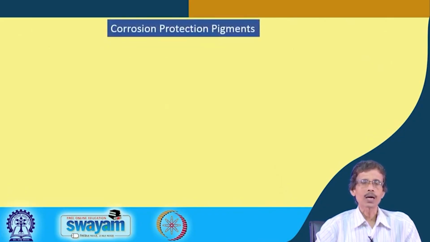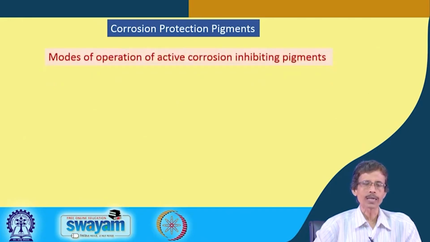Then we can have the corrosion protection pigments. For corrosion protection, day to day we also use aluminum powder, red lead, or the iron oxides.